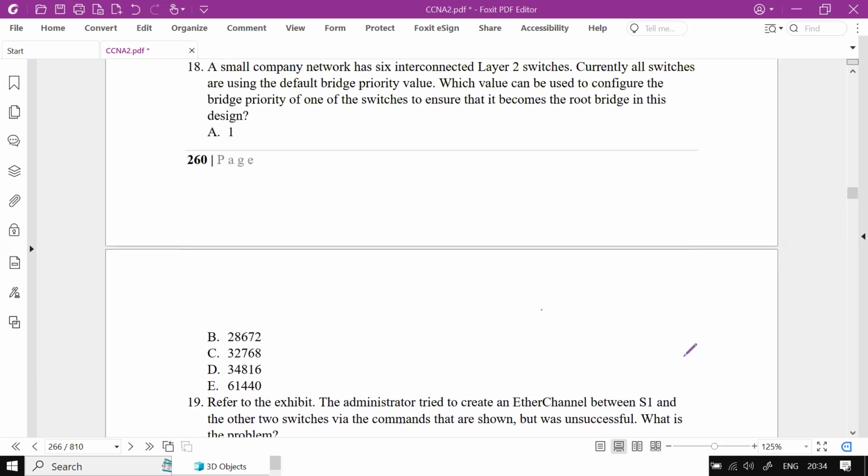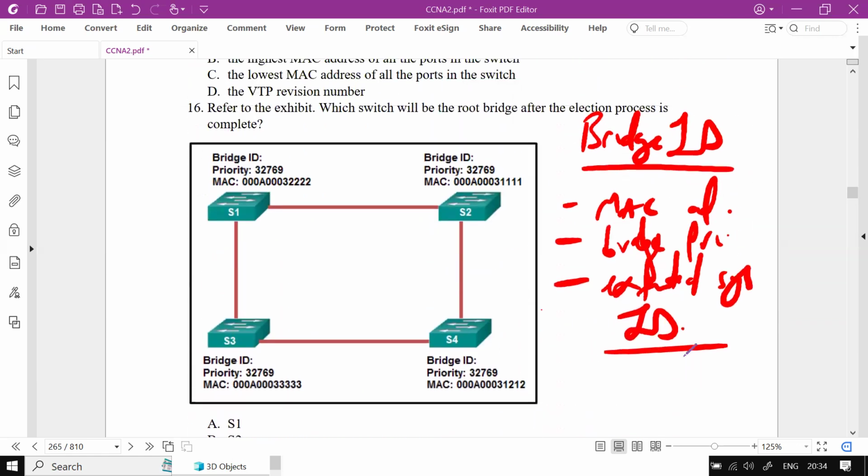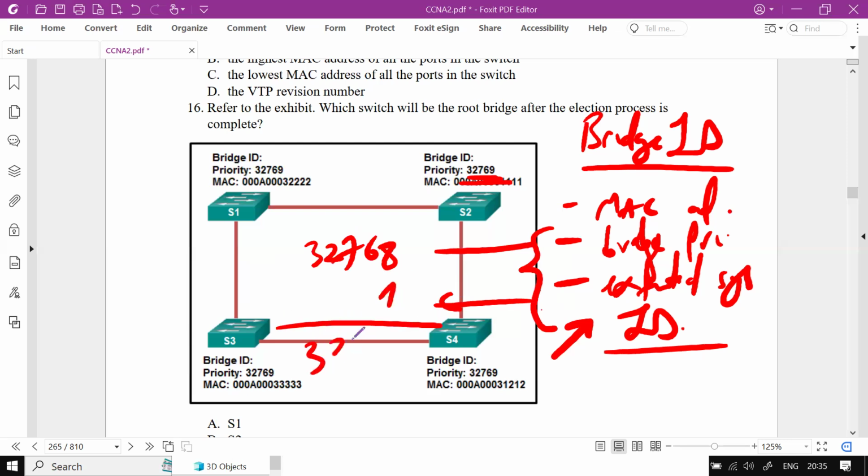Right, going back to our question now. It means we also have the VLAN ID, the extended system ID. So this value here uses the extended system ID as well as the bridge priority. It is the sum of the bridge priority and the extended system ID, which is the VLAN ID. So our bridge priority will be 32768, our VLAN ID by default will be 1, which gives us a value of 32769.